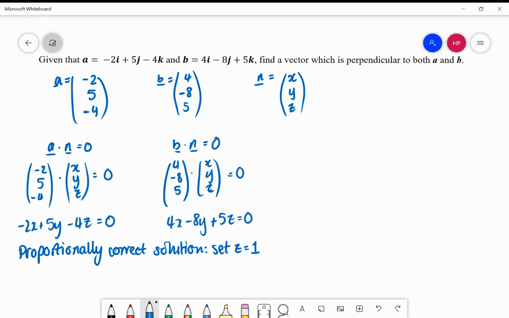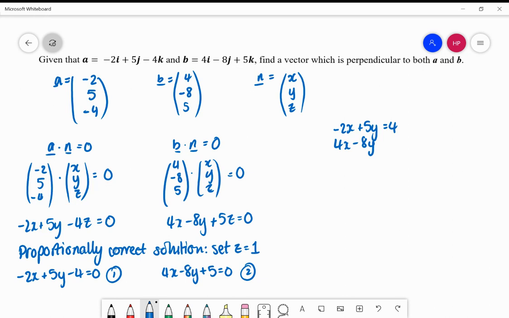So if I do that, I'm going to get the equations minus 2x plus 5y minus 4 equals 0, and 4x minus 8y plus 5 equals 0. And now these are 2 simultaneous equations that I can solve. I'm not going to spend any time actually solving these equations. You could do elimination here if you wanted to, or use a calculator or substitution. I mean, there's 1,000 different ways you could do this. You should end up with x equaling 7 over 4 and y equaling 3 over 2. Don't forget, we already set z equal to 1.